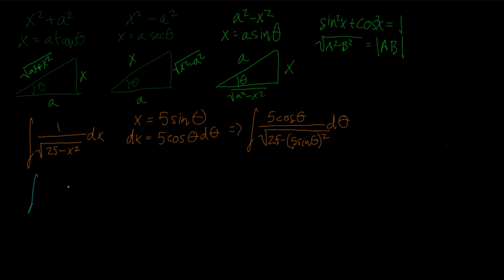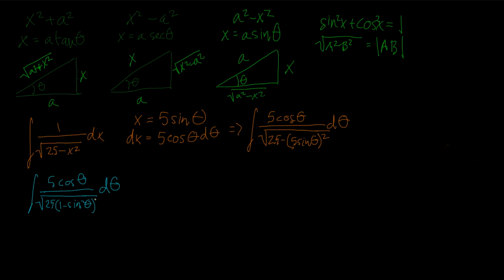Now I'm going to change colors and do the integration with respect to theta. So we're going to get 5 cosine theta, and I'm going to first apply this square. So I'm going to get 25 minus 25 sine squared theta, and I'm going to factor out a 25. So to verify this, you can go through and do this step yourself.